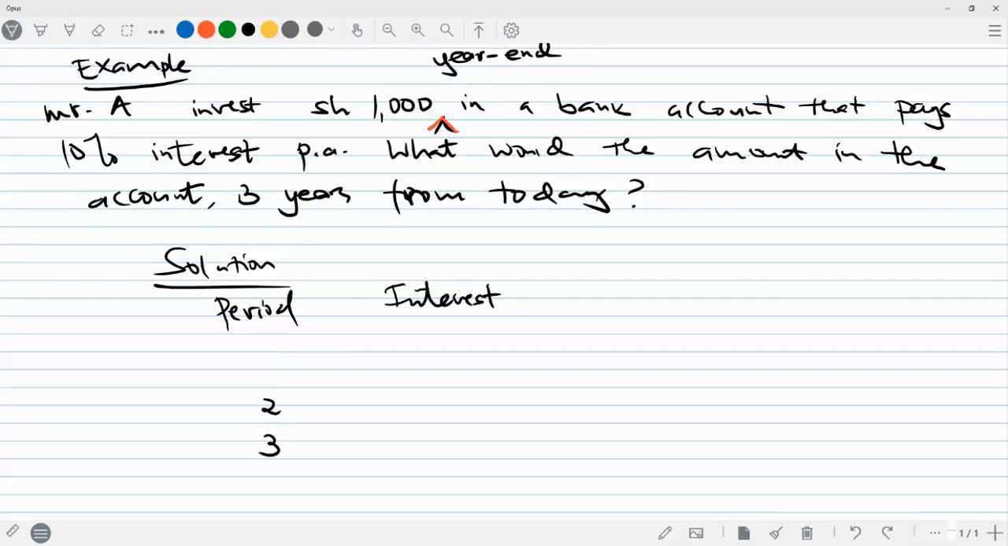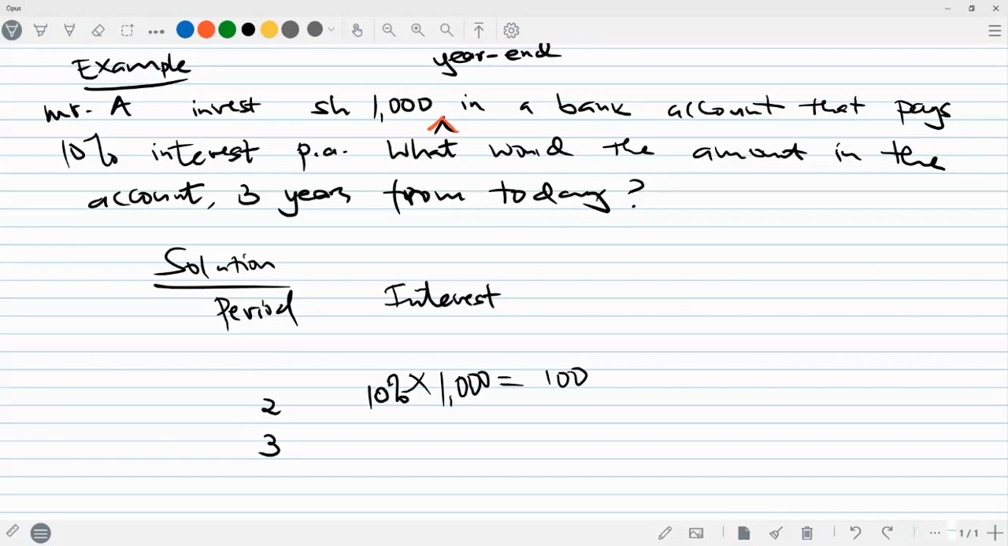Therefore, in year 2, that is next year, you earn interest, which will be 10% of the amount you invested. So 10% of the 1,000 you have invested gives 100. Therefore, next year you earn 100. Then assume that you don't withdraw the money, you don't withdraw the interest you've earned.